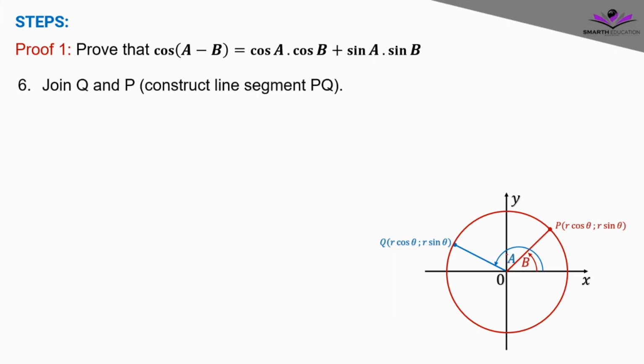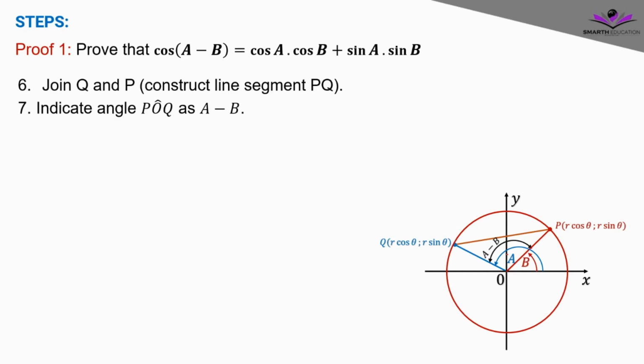So now what you do, join P and Q. We are constructing the line segment PQ. In this case, it's like the chord of the circle. So we have PQ there. We have formed a triangle. Do you see that we have formed triangle POQ? Then what is the size of angle POQ? Indicate angle POQ as A minus B, right? So this is the angle we're interested in, and this is the triangle we're interested in, triangle POQ. Right? And then what do you do after we've done all this?